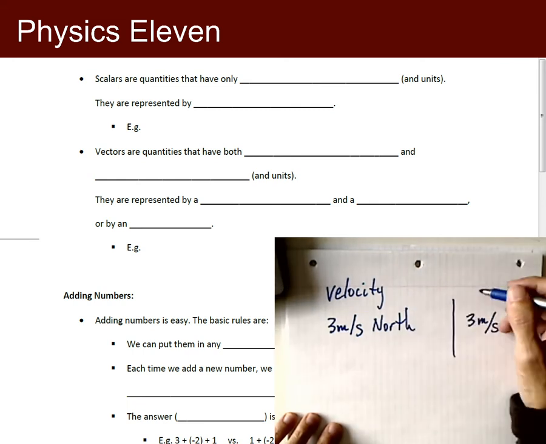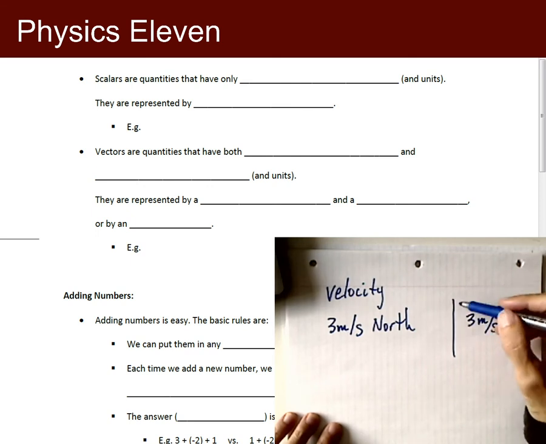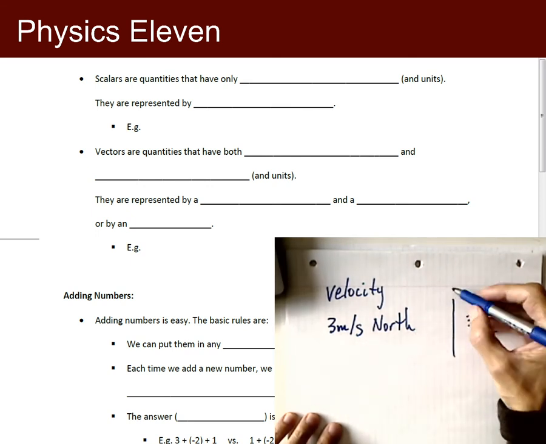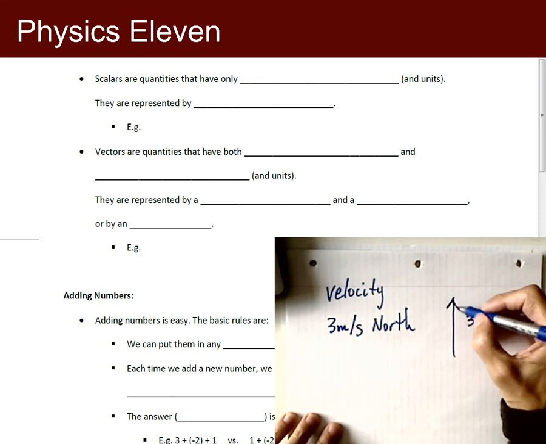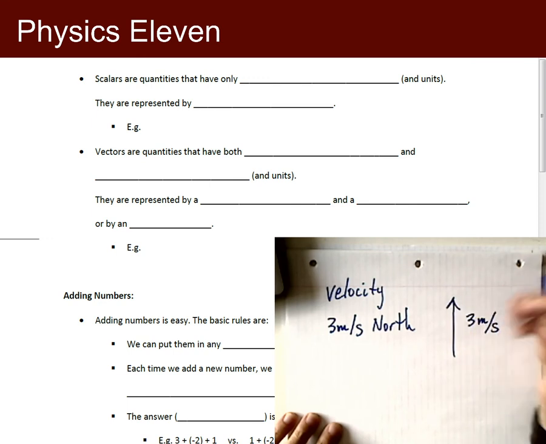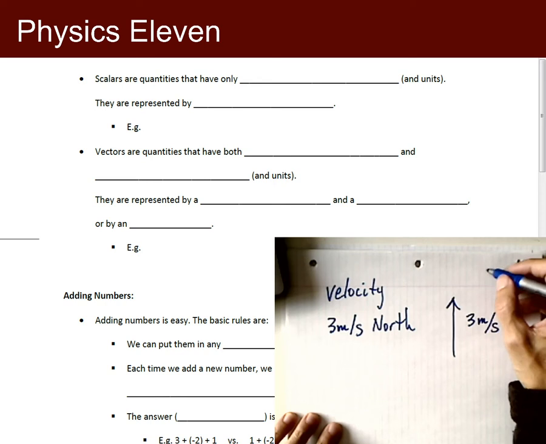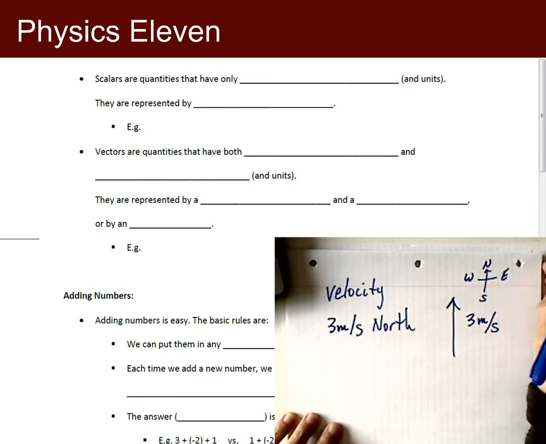To make it a vector, we have to give it the direction of north. So all we do is put the arrowhead on the top, and it shows which direction the vector is pointed in. And I think usually we agree that north is upward, so this vector is pointed in the correct direction. This vector is pointing in the direction of north.